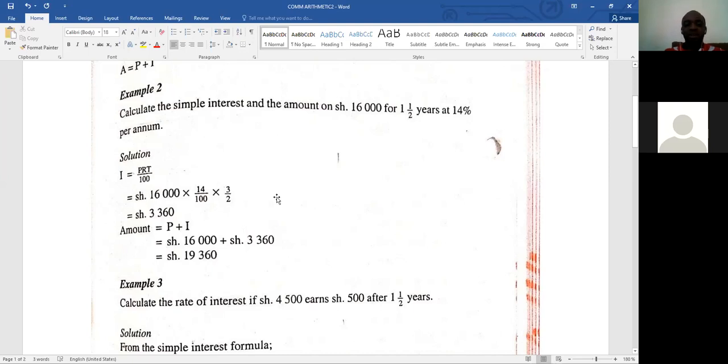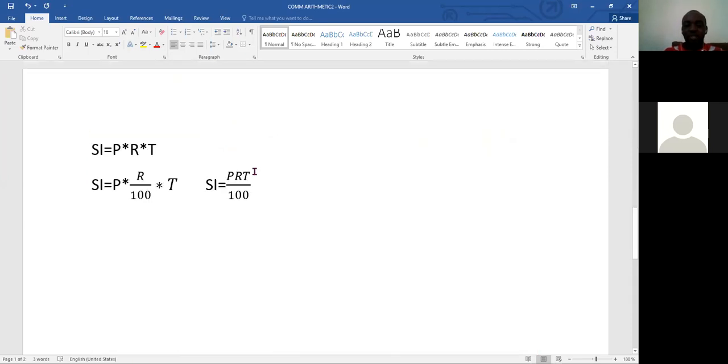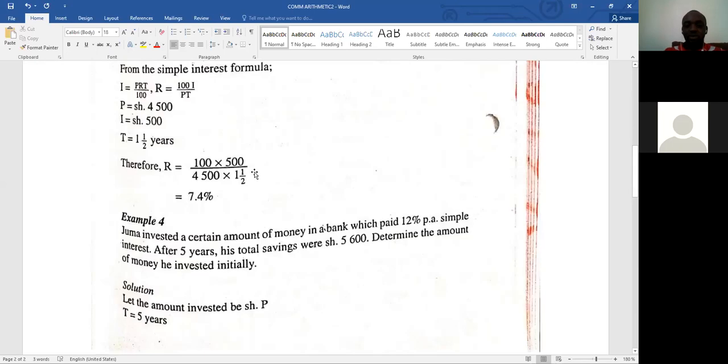You make it a proper fraction. Then you are told, what is the amount? The amount is simply whatever you're going to get after you add the principal, which is the amount that was deposited, 16,000, plus the interest. The interest here is the one that I'm calling simple interest in this formula. So simple interest is principal, rate and time.